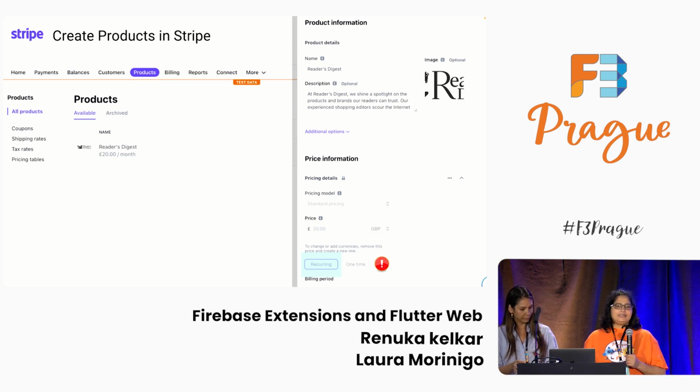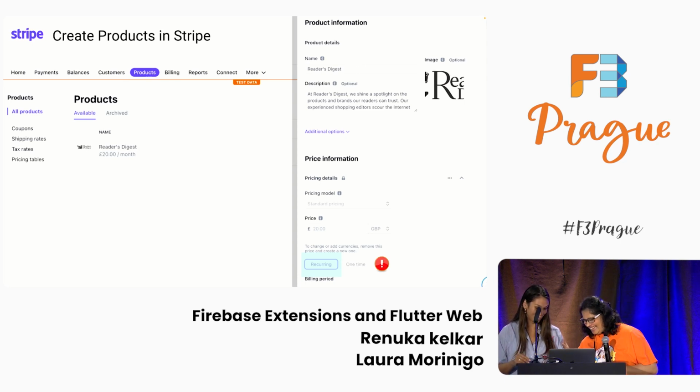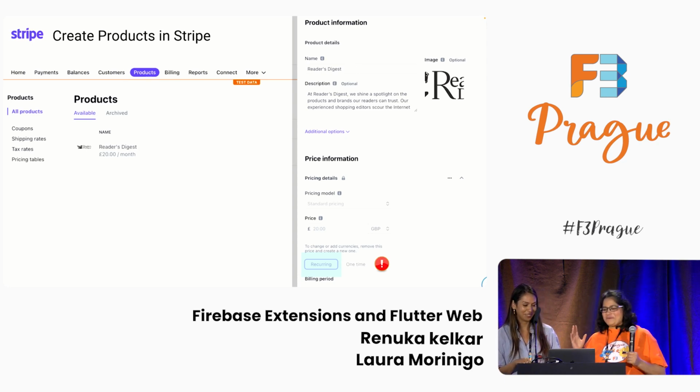So after all this, then you have to create the product. So it's a normal process. You can add whatever image of the product and price and all the information. 20 pounds a subscription. I don't know. It's a very premium one, okay?